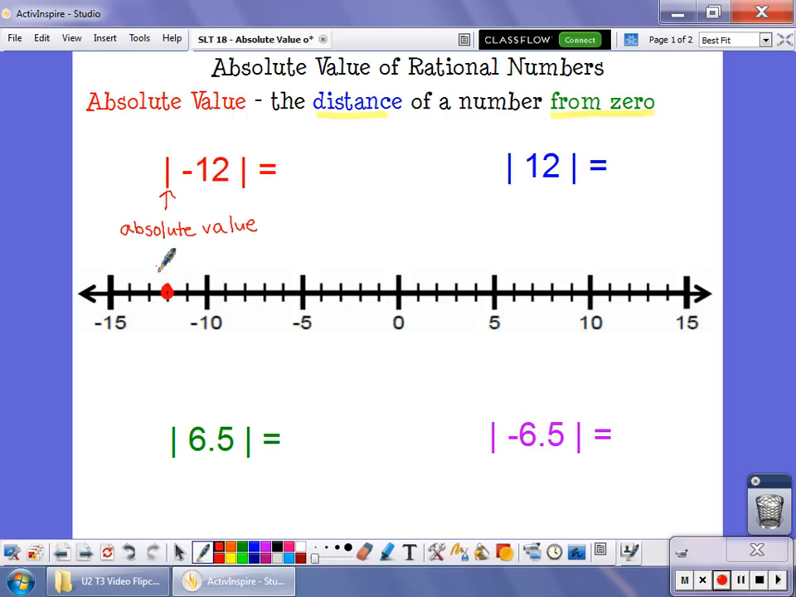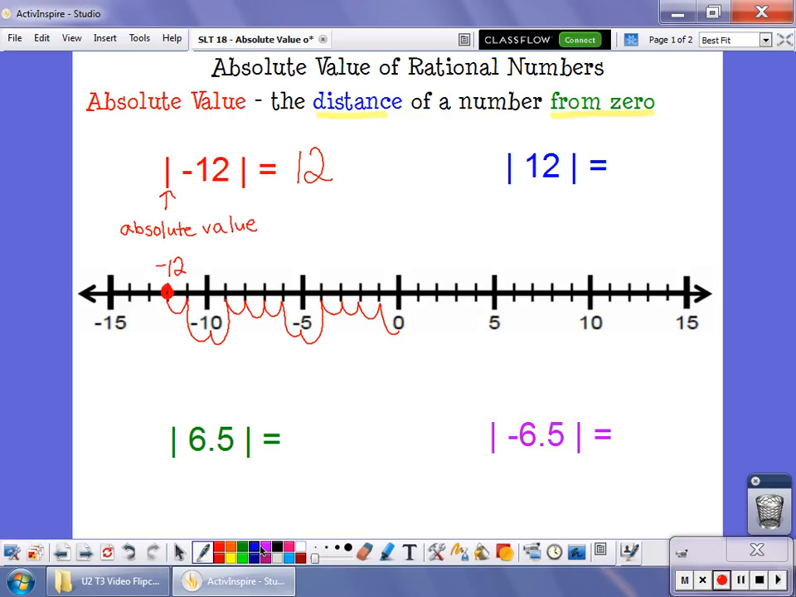-12 would be right here. And let's figure out how far away from 0 that is. Well, if I start at 0 and I go 1, 2, 3, 4, 5, 6, 7, 8, 9, 10, 11, 12 units. So -12 is 12 units away from 0. So that means my absolute value is 12.